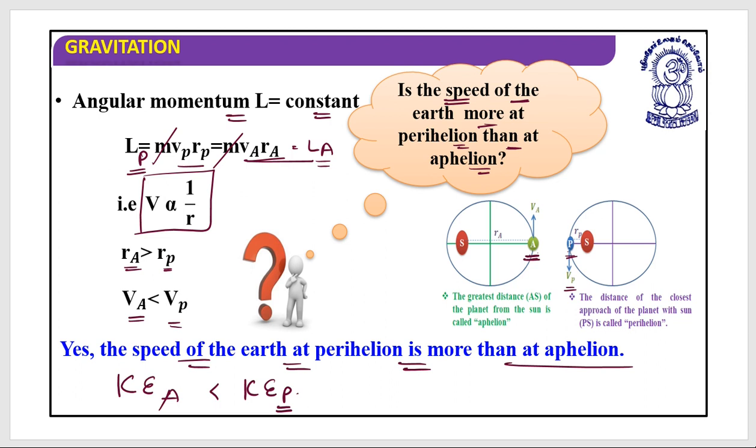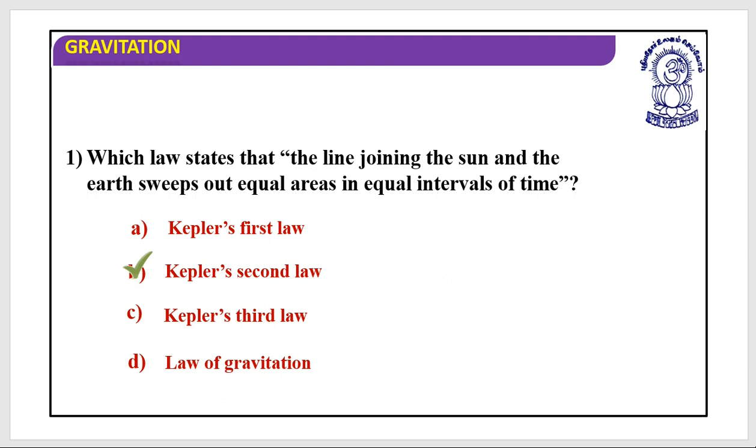Is it clear? Are you sure? Let's again look at the quick questions. Which law states that the line joining the sun and the earth sweeps out equal areas in equal intervals of time? Yes, it's Kepler's second law. This would be the correct answer.